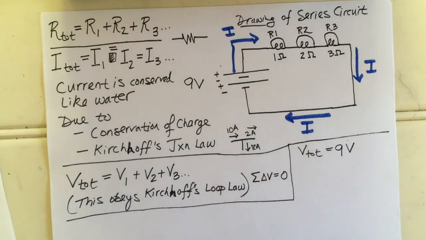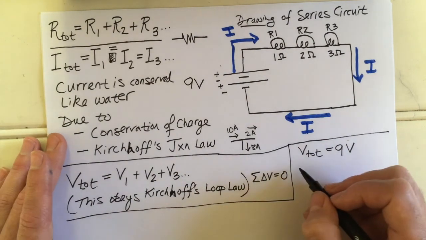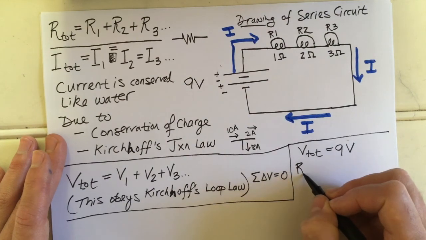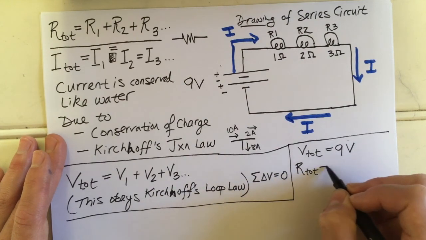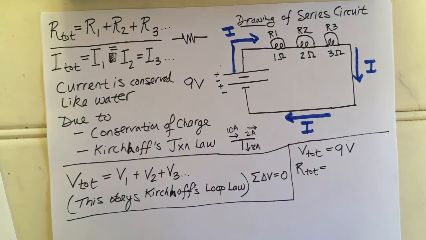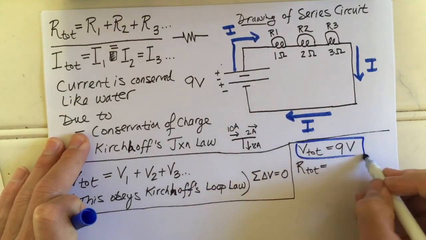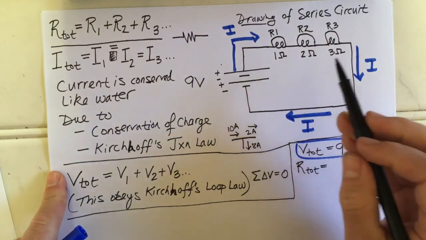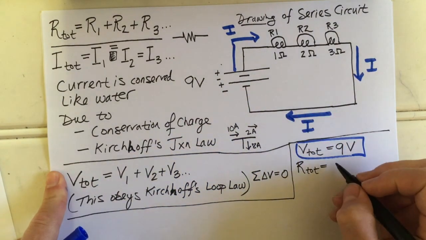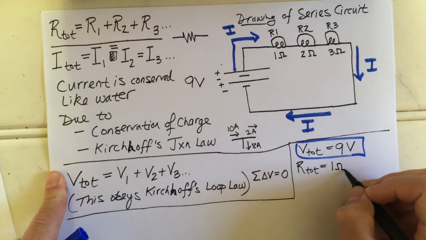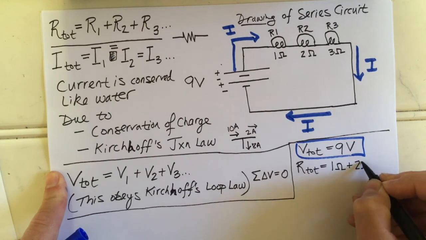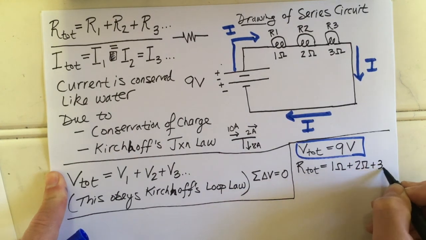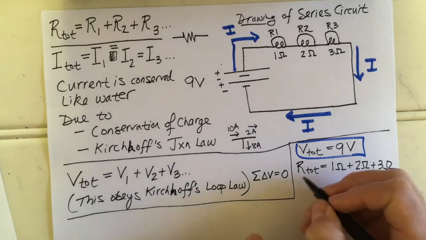All right. Next question I might ask, what is the R total of this circuit? And you would say, well, R total is equal to, so what we're trying to solve here, R total is equal to R1 plus R2 plus R3, right? So it's going to equal 1 ohm plus 2 ohms plus 3 ohms, which is equal to 6 ohms.